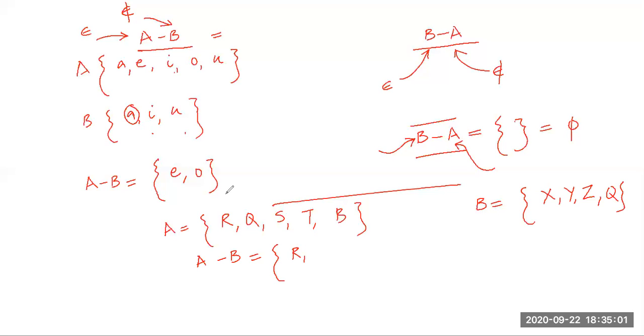See, you have not taken Q. Why? Because it is there in B. I don't want to take an element which is there in B. It should only be there in A. All right, there's no friendship with B, only friendship with A. So next is S as well as T as well as, tell me, B. B also. All right, that's beautiful.